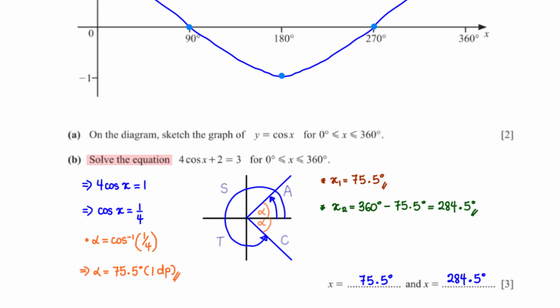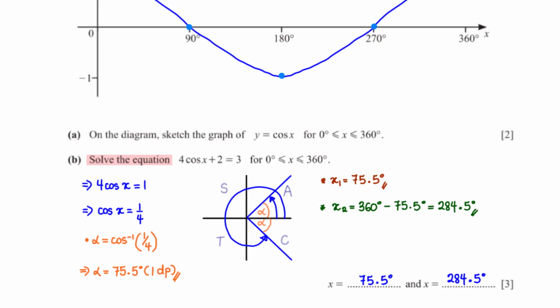Solve the equation 4 cos x plus 2 equals 3 for x greater than or equal to 0 degrees and less than or equal to 360 degrees. First, let's make cos x the subject. When we subtract 2 from both sides of the equation, we get 4 cos x equals 1. When we divide both sides by 4, we get cos x equals 1/4.